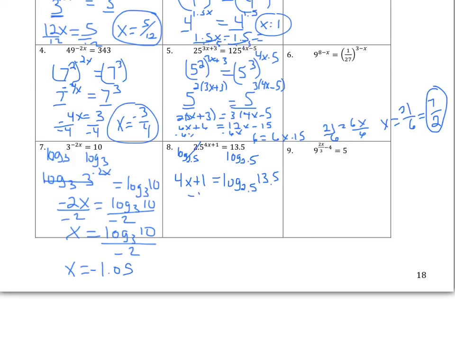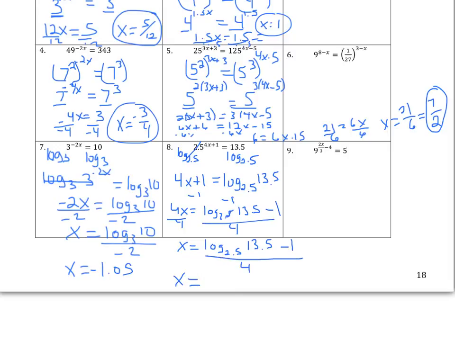So then we're going to subtract 1, and we get 4x equals log base 2.5 of 13.5 minus 1, and then divide by 4. So x is going to be equal to the log with a base of 2.5 of 13.5, minus 1, all divided by 4. So we put that in the calculator, and let's see what we get. And that would give us 0.46. Go ahead and try number 9 at home for homework.